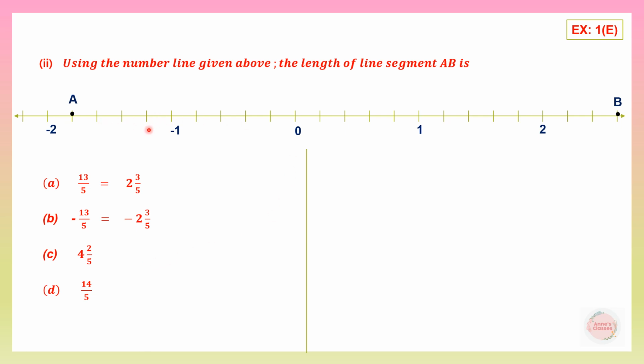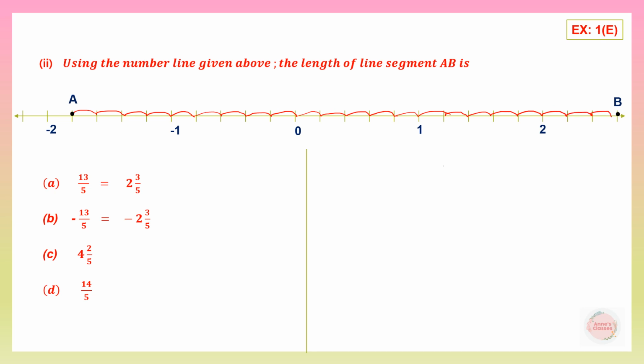Now how do we find the length of a line segment on a number line? Now one way of doing it is by counting from here and going up to that. So let's do that way also. Now 1, 2, 3, 4, 5, go up to B. 6, 7, 8, 9, 10, 11, 12, 13, 14, 15, 16, 17, 18, 19, 20, 21, 22.